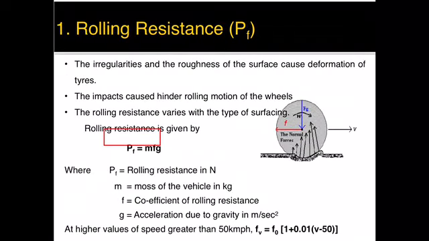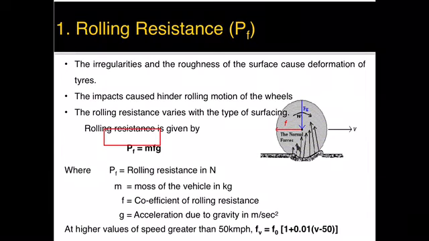The first one is the rolling resistance. We will understand how the resistance to the motion occurs. As the name indicates, rolling resistance is a resistance to the motion of the wheels. Why does this occur? The road surface has irregularities and roughness, which cause deformation of the tires. Whenever vehicles move over such undulations, irregularities or roughness, an impact is caused on the tire, which hinders the rolling motion of the vehicle.